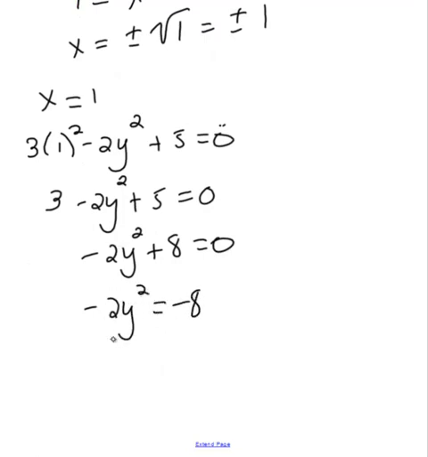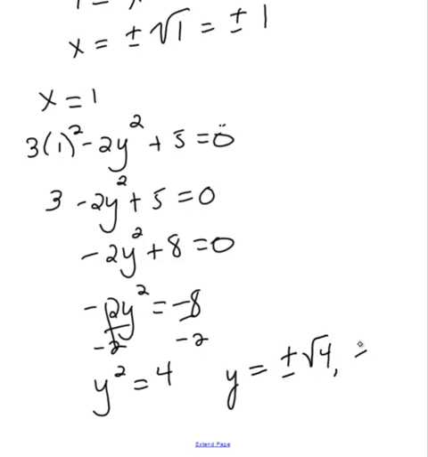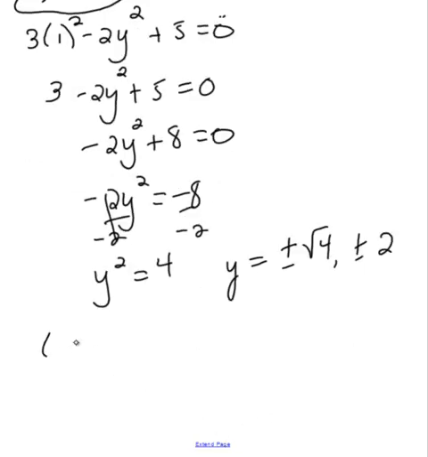Now I'll divide both sides by this negative 2 to isolate the y squared. I finally get y squared equals 4. So y is plus or minus the square root of 4, which is plus or minus 2. So what I found is when x equals positive 1, remember I started by putting a positive 1 in place of x, the two y values are 2 and negative 2. So my answers so far: 1 with 2 and 1 with negative 2.